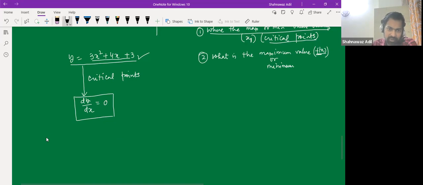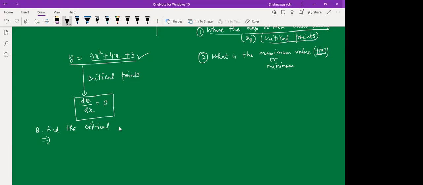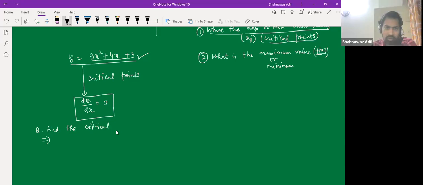So we have y, and the question is to find the critical points. Sir, I got 3x plus 4 for the differentiation. Oh, good. So 3x plus 4 or 6x plus 4?